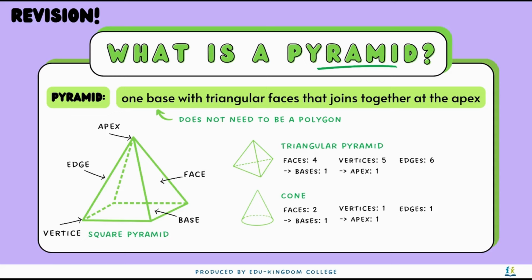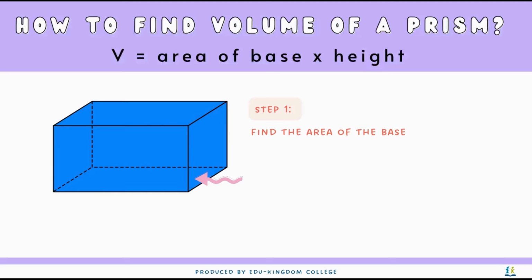A triangular pyramid has a triangular base with 4 faces, with 1 of them being a base, 5 vertices, and 1 apex at the top, and 6 edges. Whereas a cone has 2 faces, and 1 of them being the base. We have 1 vertex, which is the top, and the only vertex is going to be an apex, and we have 1 edge around the rim of the circle.